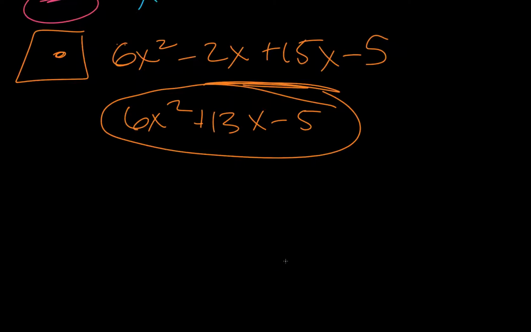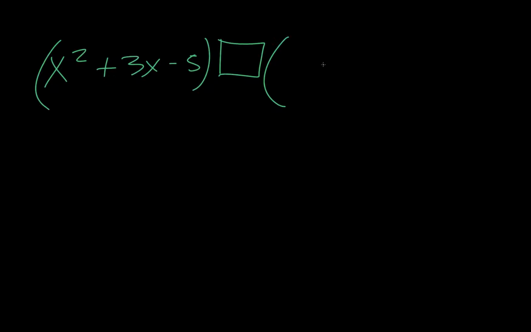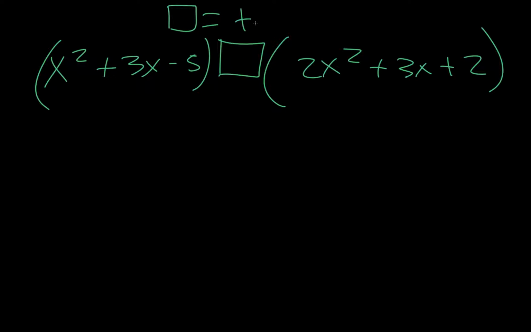Okay, then if you go to the next section on your homework, you have problems that are a little bit different. So you're going to say x squared plus 3x minus 5 box, and 2x squared plus 3x plus 2. This time the box is defined only as addition and subtraction. So if you want to do multiplication for fun, you can do it, but you're not required to.